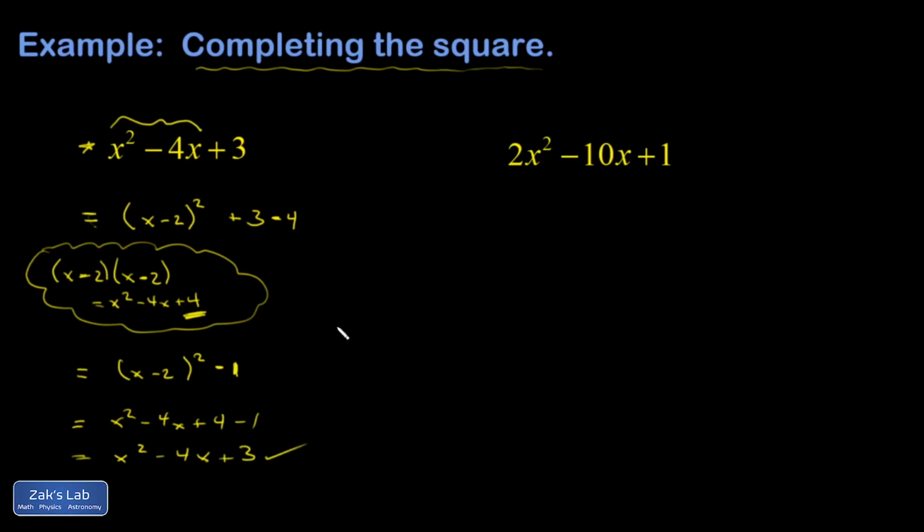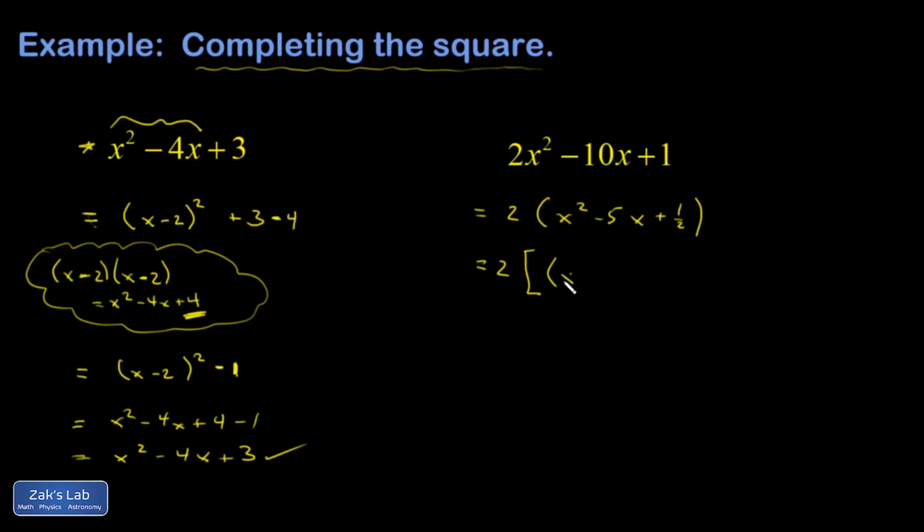All right. The next one has a little complication to it. There's a coefficient stuck to the x squared. And to get the useful form that we're looking for here, I'm going to have to factor that out. So I'm going to have 2 times the quantity x squared minus 5x plus 1/2. And then I'll proceed as usual. So I'm going to have 2, and I think some brackets might be useful here.